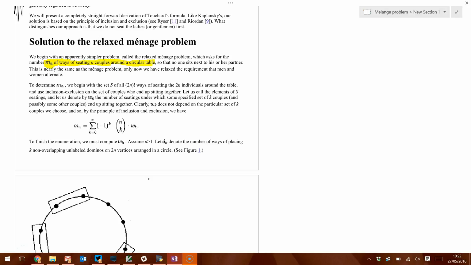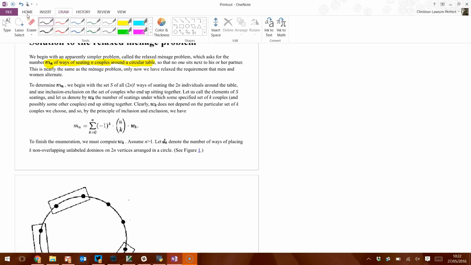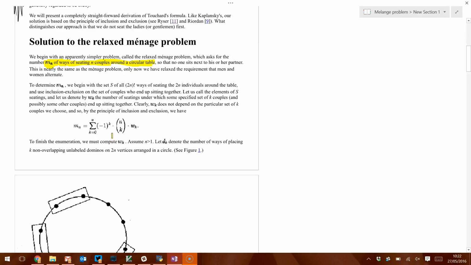Okay. So let's do some more highlighting.